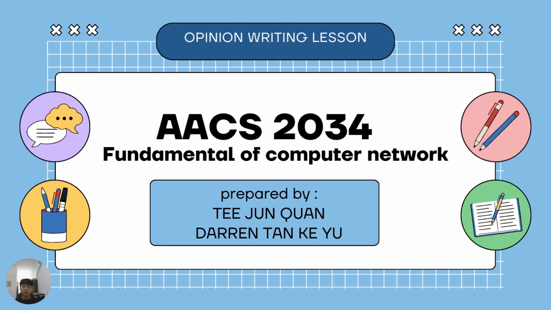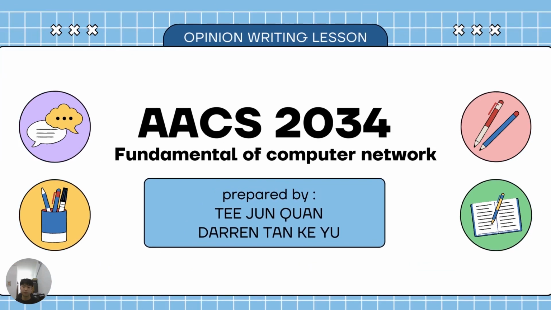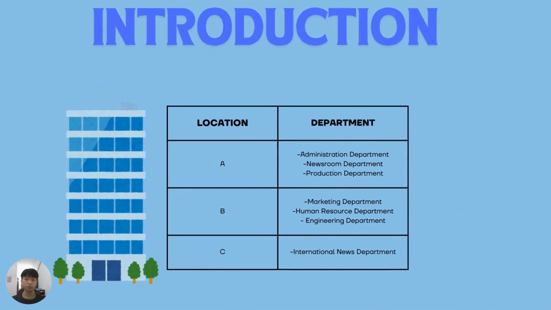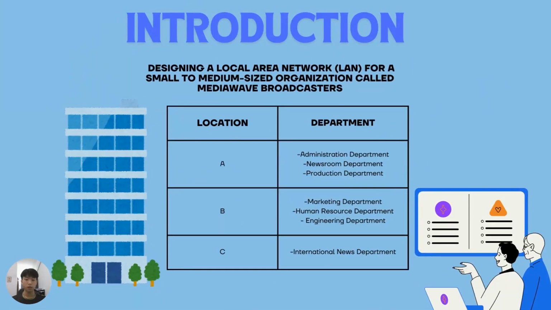So today we have to present the AACS2034 Fundamental of Computer Network assignment. This is our table of contents, which means that we have to talk about the introduction, addressing design, addressing table, network configuration, pin connectivity and the digital resource. So first is the introduction.